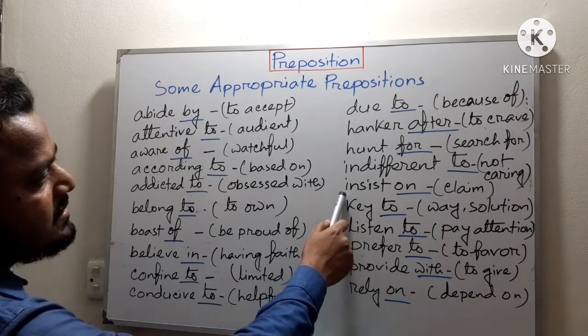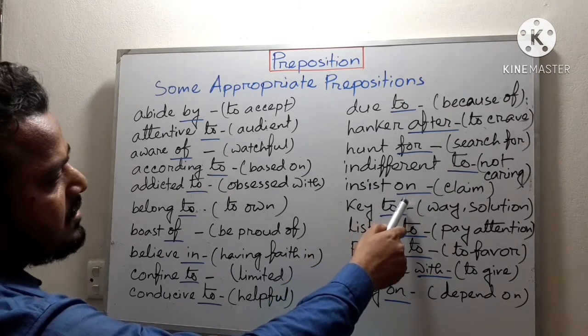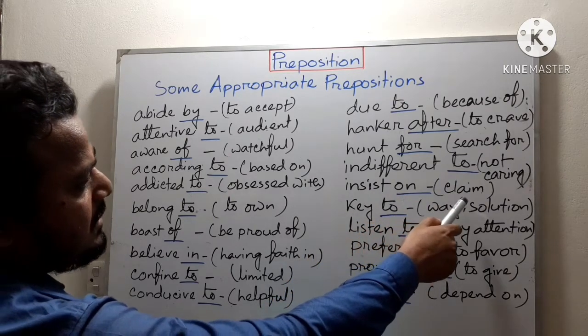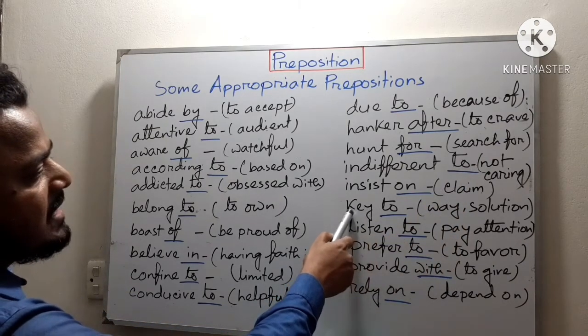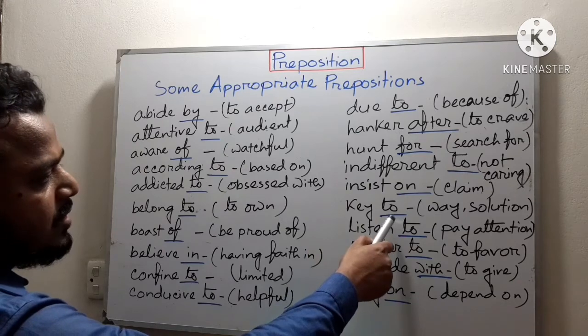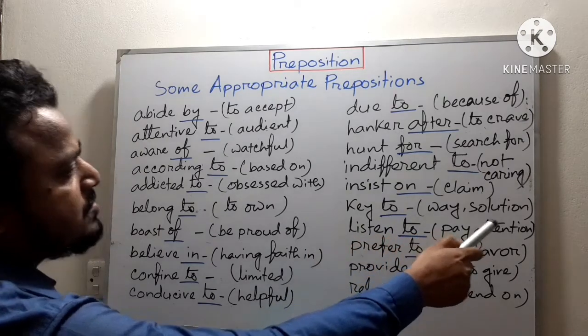Then the word insist is followed by on to mean claim or demand something. Then the word key is followed by to to mean way or solution to something.